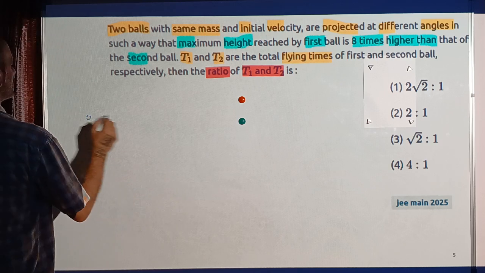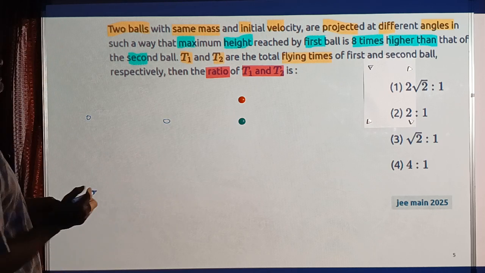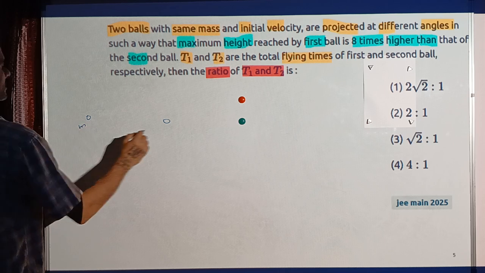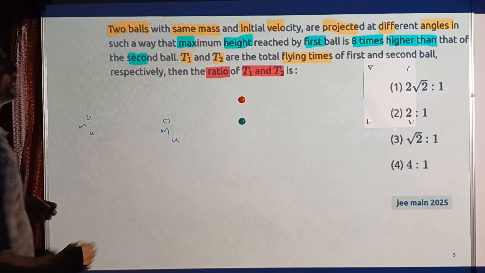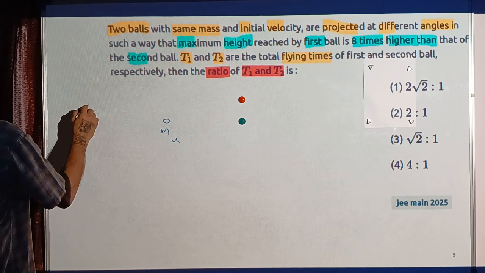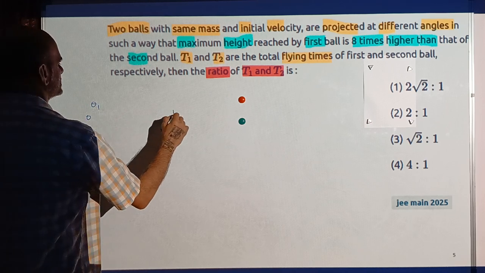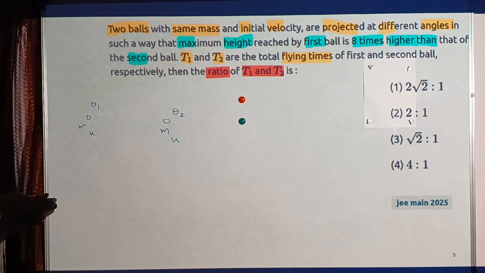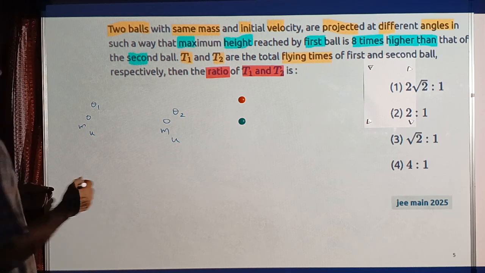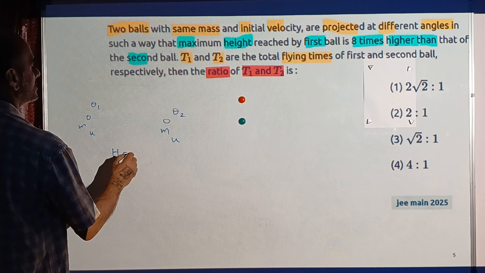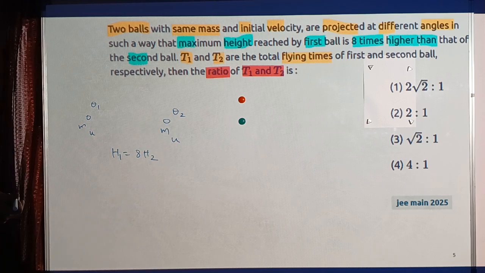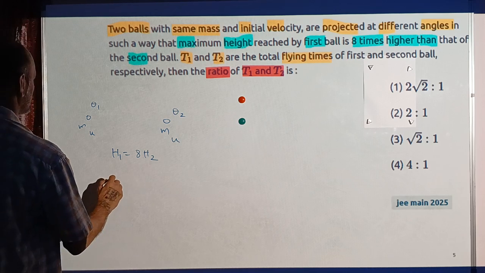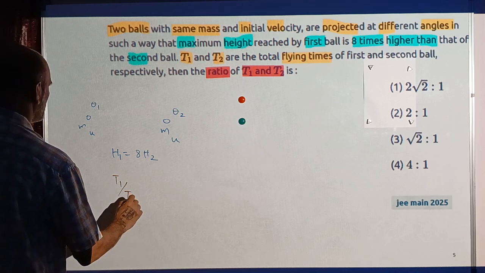Two balls, same mass, same initial velocity, but different angles. So one is thrown with angle theta1, the second is thrown with angle theta2. And the maximum height reached by the first ball, h1, is 8 times the maximum height reached by the second ball. So you have to find the flight time ratio T1 by T2.